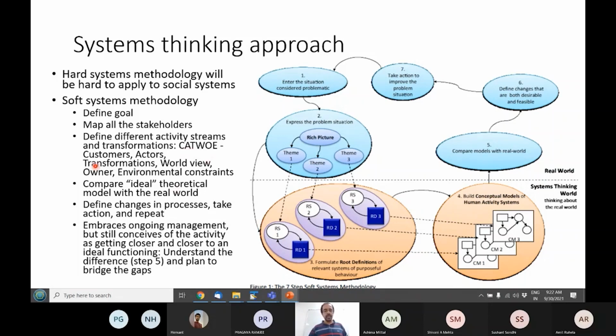So there is this method where it talks about who are the customers and actors. It does this more from an organizational standpoint, asking how an organization can be more stable in a changing world. It talks about how the organization has customers, and actors like employees and workers, a board of directors. There are certain transformations that it builds. There is a certain worldview or goal of the organization. There are certain goals of the owner of the organization, and then there are certain environmental constraints that you might want to follow.